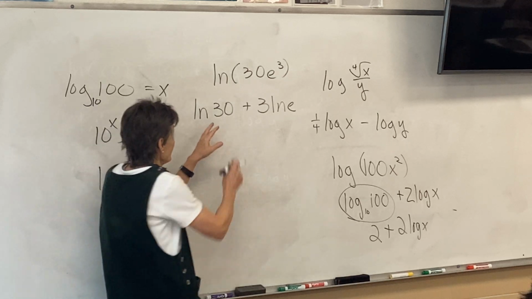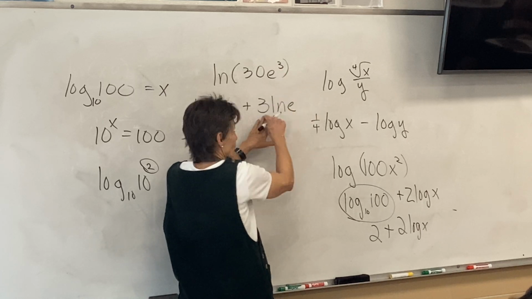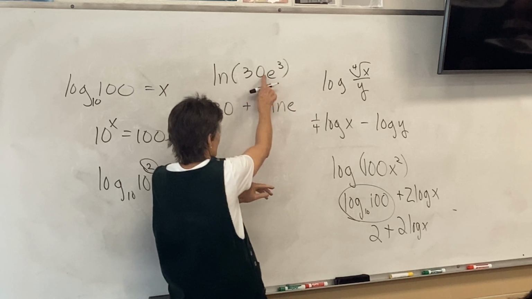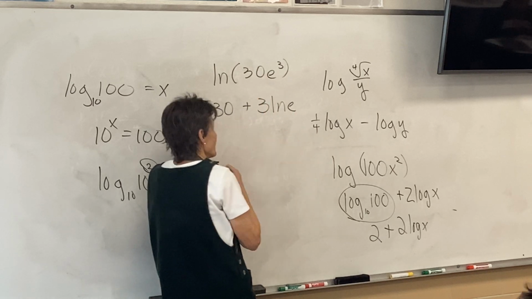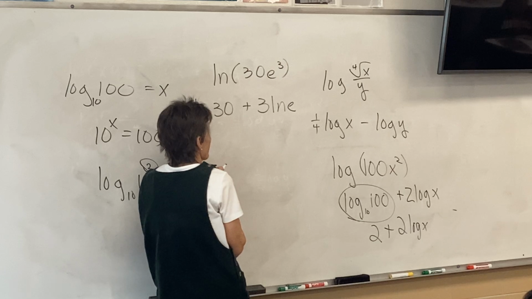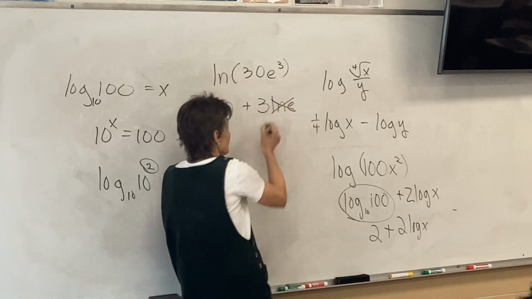Okay, so we had ln 30, we had ln e cubed, so the 3 came out in front, and they're added because this is a times. So we okay with that? Alright, now, Jake, what do you notice? The ln of e cancels out. Exactly, because it's a logarithm.